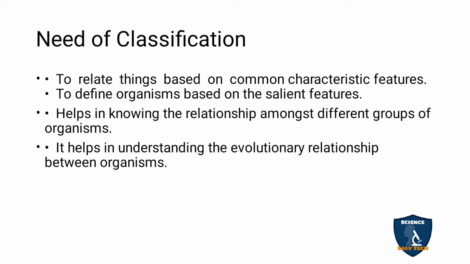Classification helps in knowing the relationship among different groups of organisms. Can plants and human beings be grouped as one? No. Human beings have different characters and plants have different characters. So we may know the difference between each and every organism placed in different groups based on the salient features. It helps in understanding the evolutionary relationship between the organisms.